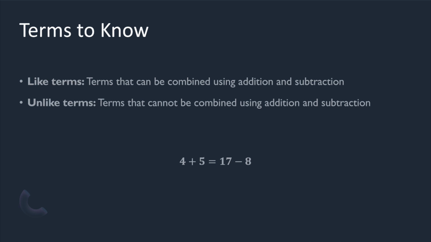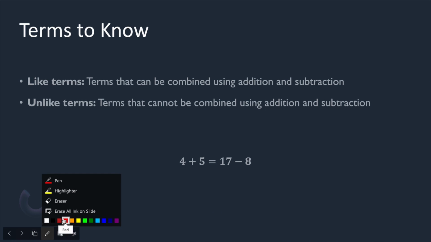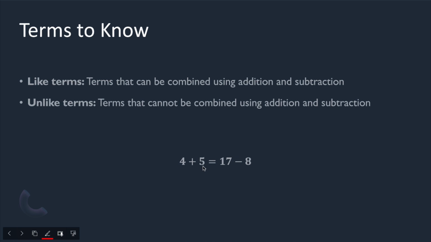Let's take this equation: 4 plus 5 is equal to 17 minus 8. If we solve this, 4 plus 5 is equal to 9, and 17 minus 8 is equal to 9. So 9 is equal to 9, and this equation is true.